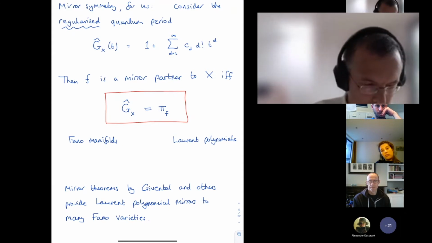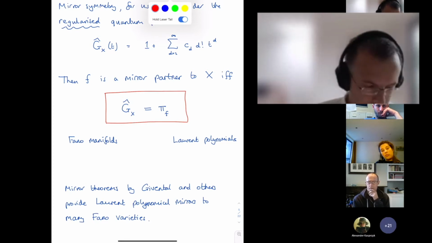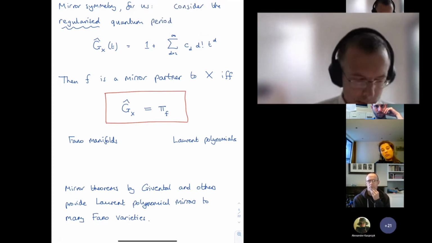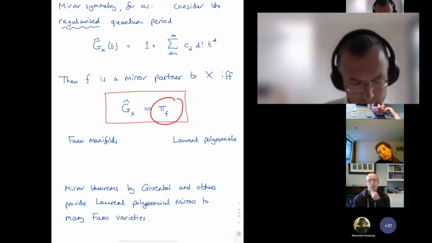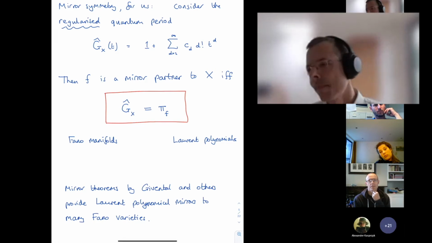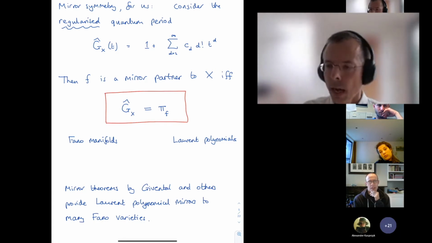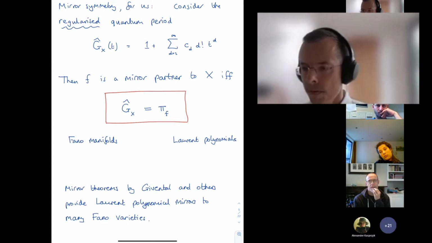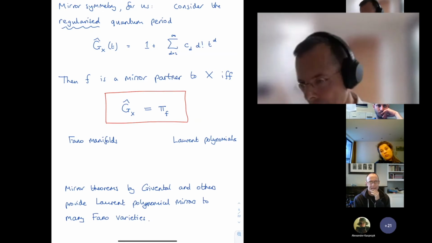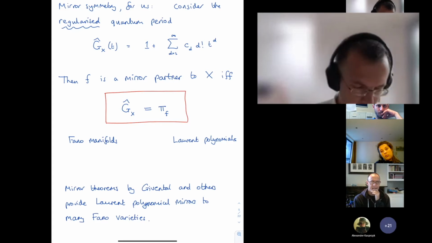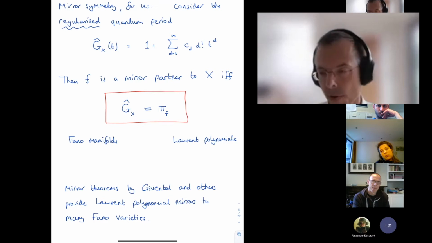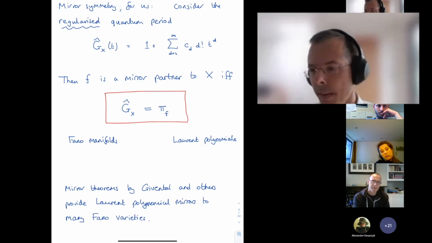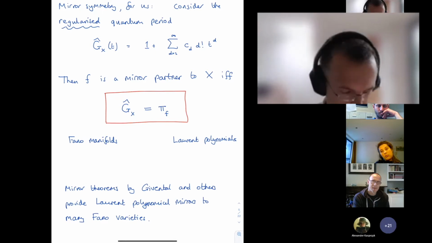Okay, so just to recap, if you give me a Fano manifold, then being mirror to a Laurent polynomial means the regularized quantum period of the Fano manifold coincides with the classical period of the Laurent polynomial. And then we won't go into this, but we're quite good at computing genus-zero Gromov-Witten invariants by now. So Givental's mirror theorems for toric complete intersections and other related work give you Laurent polynomial mirrors for a large number of Fano varieties. If you give me a Fano variety constructed in some way, I'm probably going to be able to find you a Laurent polynomial that is mirror to it.